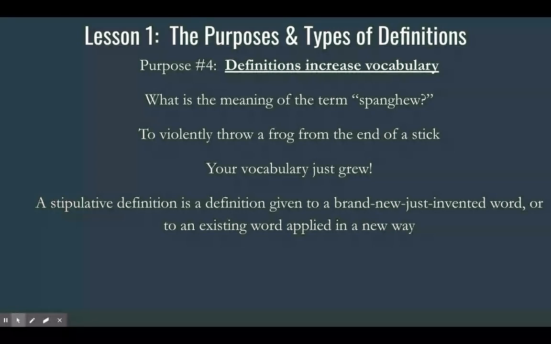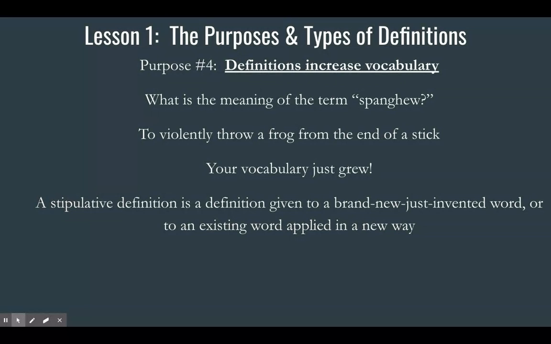So here's our third type of definition, a stipulative definition. That's a definition given to a brand new, just invented word or to an existing word applied in a new way. So think of a word like laptop. 30 years ago, no one knew what a laptop was. It didn't exist. When we invented laptop, now you know what a laptop is.